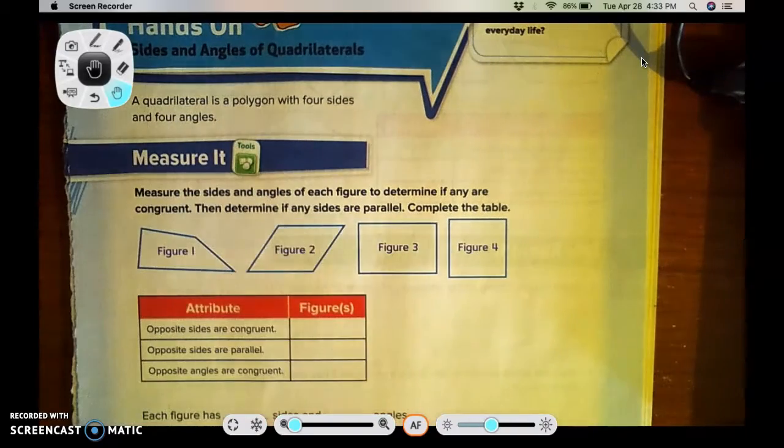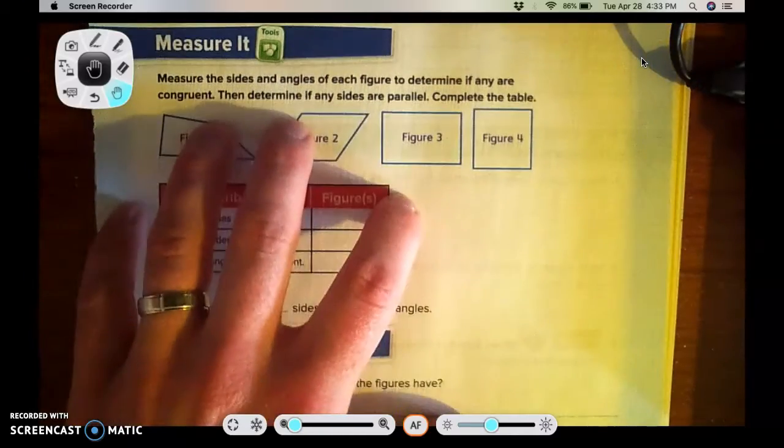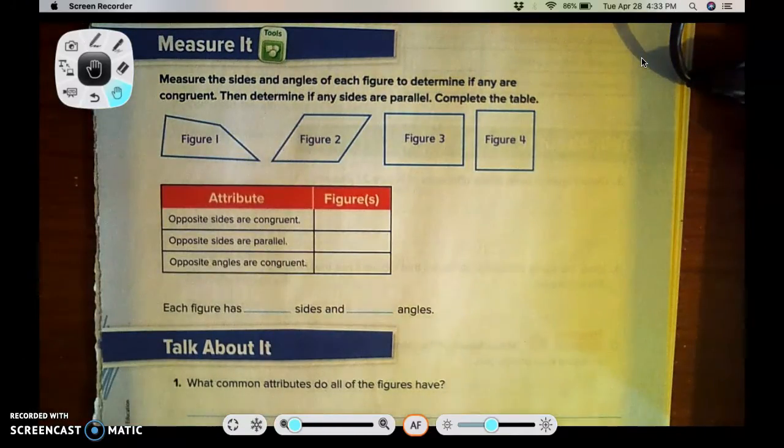So they're defining a quadrilateral. A quadrilateral is a polygon with 4 sides and 4 angles. And this says measure the sides and angles of each figure to determine if any are congruent, then determine if any sides are parallel. Complete the table.